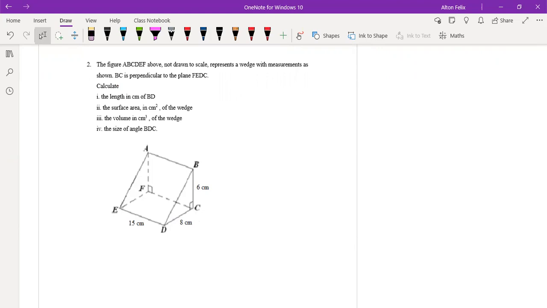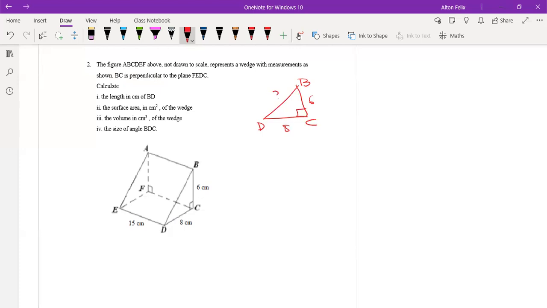And we are asked to find the length BD. So let's go to this question. Notice this triangle, C being 90 degrees, D and B. This is 6 centimeters. This is 8. And we are asked to find BD.